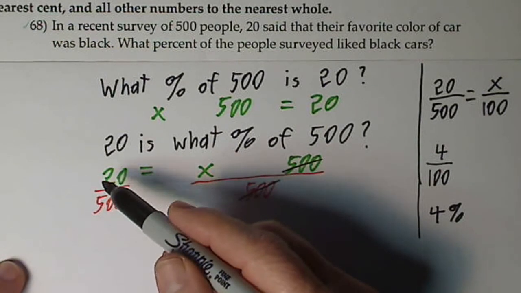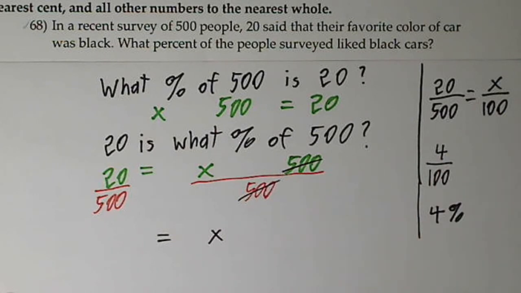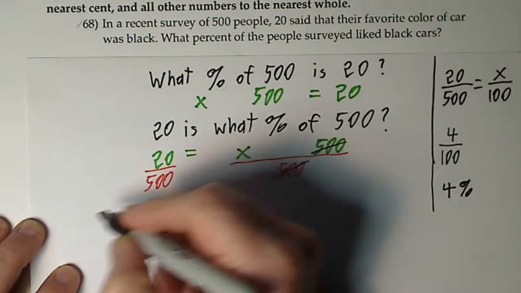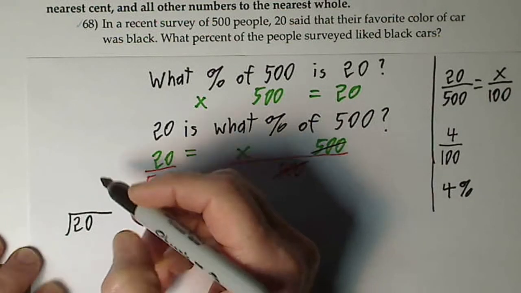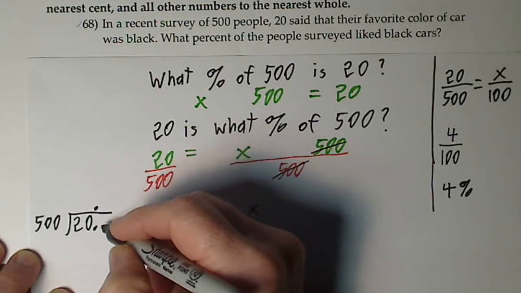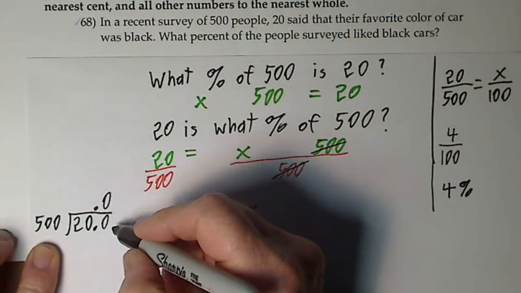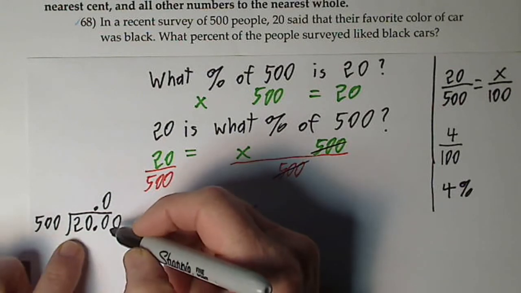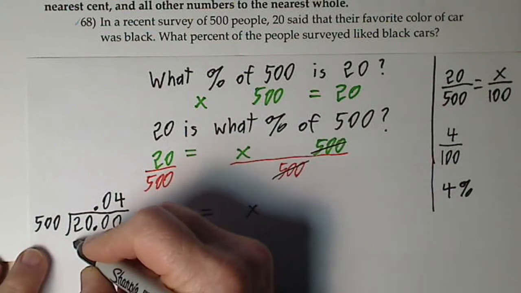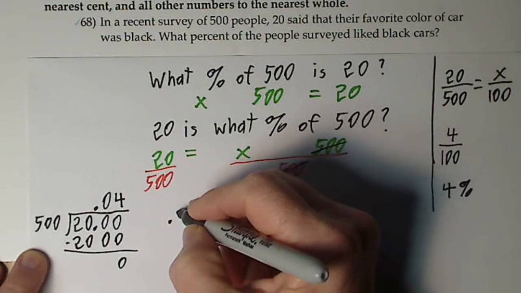So if I take the long road and just say, okay, 20 divided by 500, where am I going to do this? I'll zoom out one more. That'll give me plenty of room. Alrighty. So if we have 20 divided by 500, notice it doesn't fit. Put your decimal here, tell the world, load up on zeros. 500 into 200, that's 0. 500 into 2,000, it goes 4 times. And that gives us 2,000. So there's nothing left over. So I got x equals 0.04.